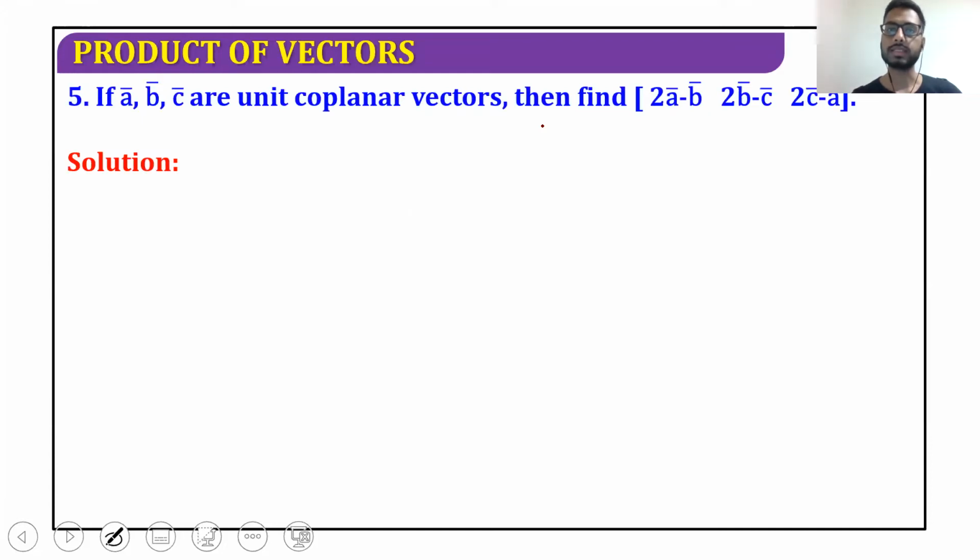If the three vectors are unit coplanar vectors, then find the value of this term. It is given that the three A, B, C are unit coplanar vectors. That means magnitude of A is 1, magnitude of B is 1, magnitude of C is also 1, and also value of this term is equal to 0.